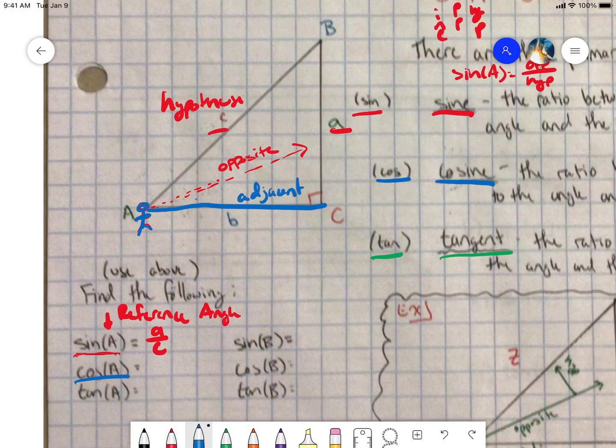And you're probably thinking, why isn't the other side adjacent? Why isn't the long side the adjacent side? Because the long side is always the hypotenuse, no matter what. Okay?